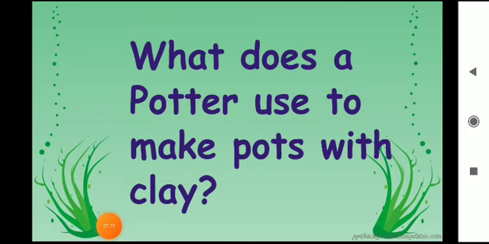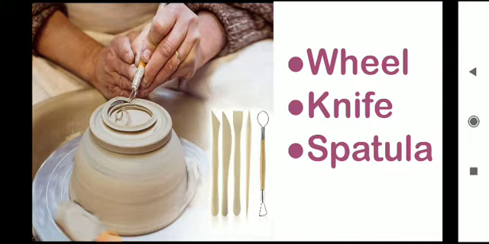Now tell me, what does a potter use to make pots with clay? Have you seen a potter? When a potter makes a pot with clay, what are the basic tools that he uses? The tools are wheel, knife, spatula. These are all the tools that are used by a potter for making any pot. For making any utensil from clay, he uses different types of tools.